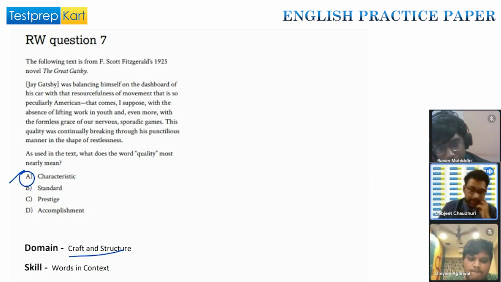And Suhani, what about you? The same thing. Once I read the passage, it was pretty much talking about something that Jay Gatsby is doing. So it's a characteristic of the individual. Okay. Yes. All right. Fine. I'll give you another way how you could have gotten it. So I told you craft and structure again, right? What is craft and structure? How a sentence is framed.